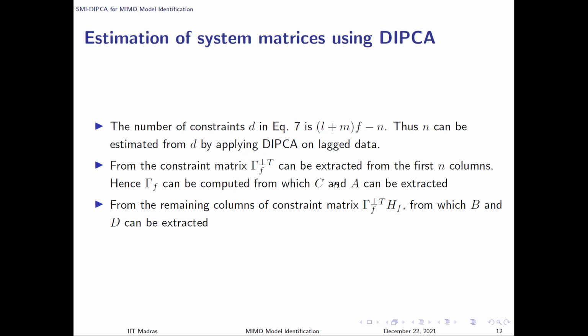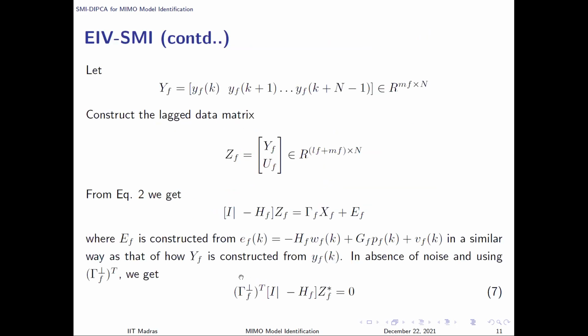But that doesn't solve the problem. What we get is this whole mess, which is called the constraint matrix. If you look at the first part, that will give me gamma F perpendicular. So gamma F perpendicular transpose, what we call the first part, can be obtained from the first n columns of this constraint matrix. Once I get the constraint matrix, the first n columns will be used to get this gamma F perpendicular, and we can get gamma F perpendicular transpose. Once we get that, we can always get gamma F from there, again by doing a null space of this thing. So gamma F can be obtained.